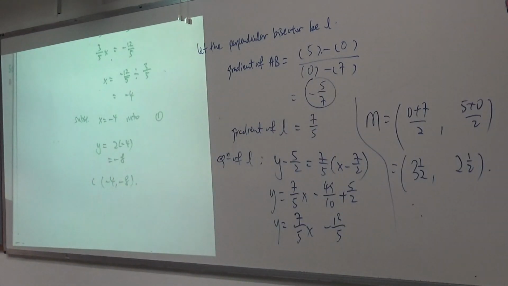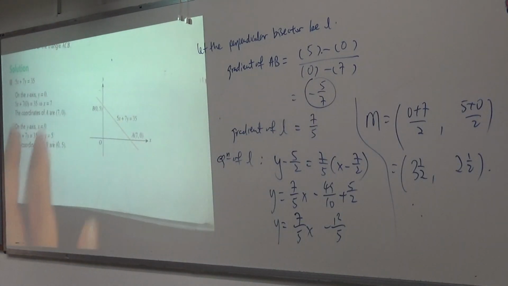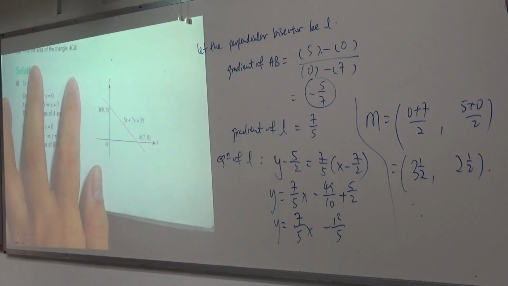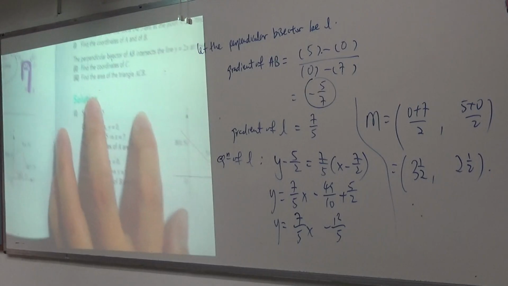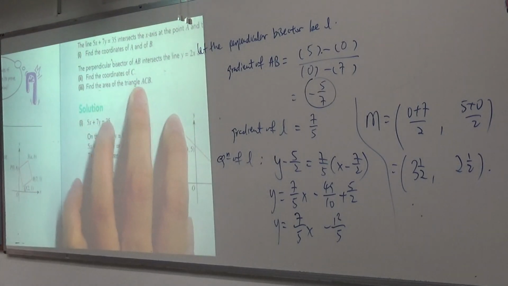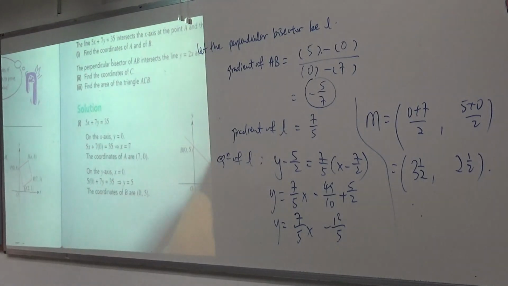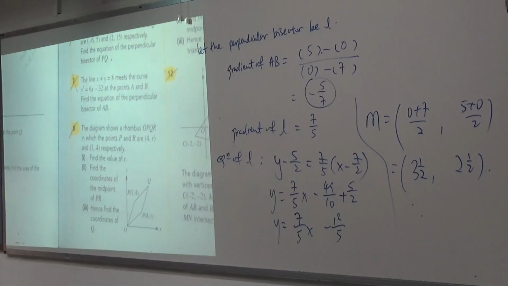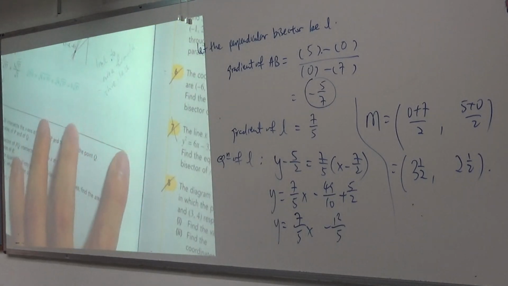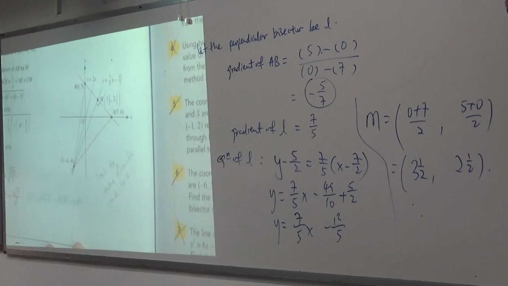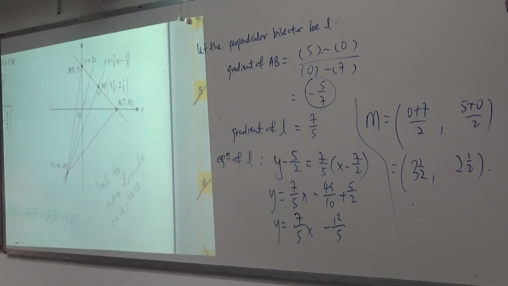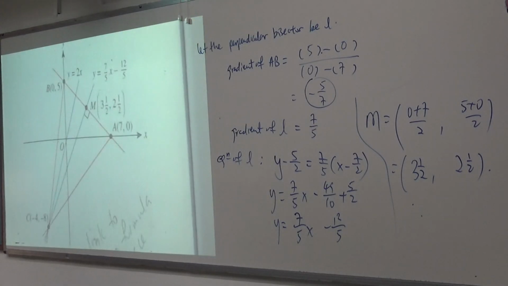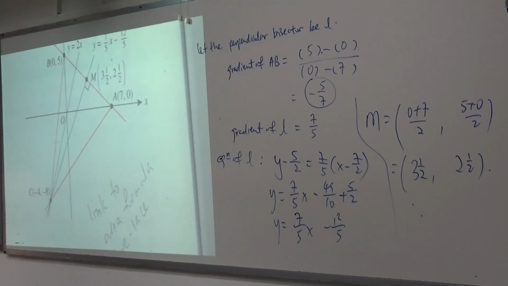Now, next part. Let's take a look at the next part. What did the question say? Let's look at the last part: find the area of triangle ACB. Now I want you to turn to the next page. This is the diagram that they have for you. I'm going to enlarge it so that you can see clearly.